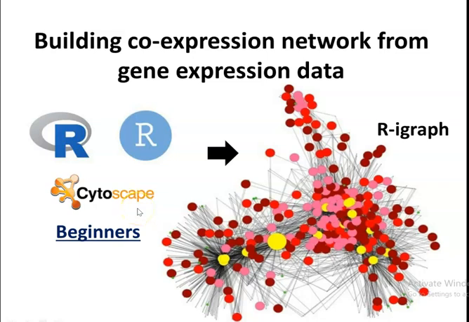Hi there. Today I'm going to show you how to build co-expression networks from gene expression data. This is going to be an R tutorial, and in order to follow it, you will need to have R and RStudio installed. The main package that we are going to use to analyze the data is the R package igraph. But in order to interactively visualize the network that we're going to get from igraph, we are also going to need Cytoscape. So you will need to have all these three programs downloaded and installed according to the requirements of your operating system.